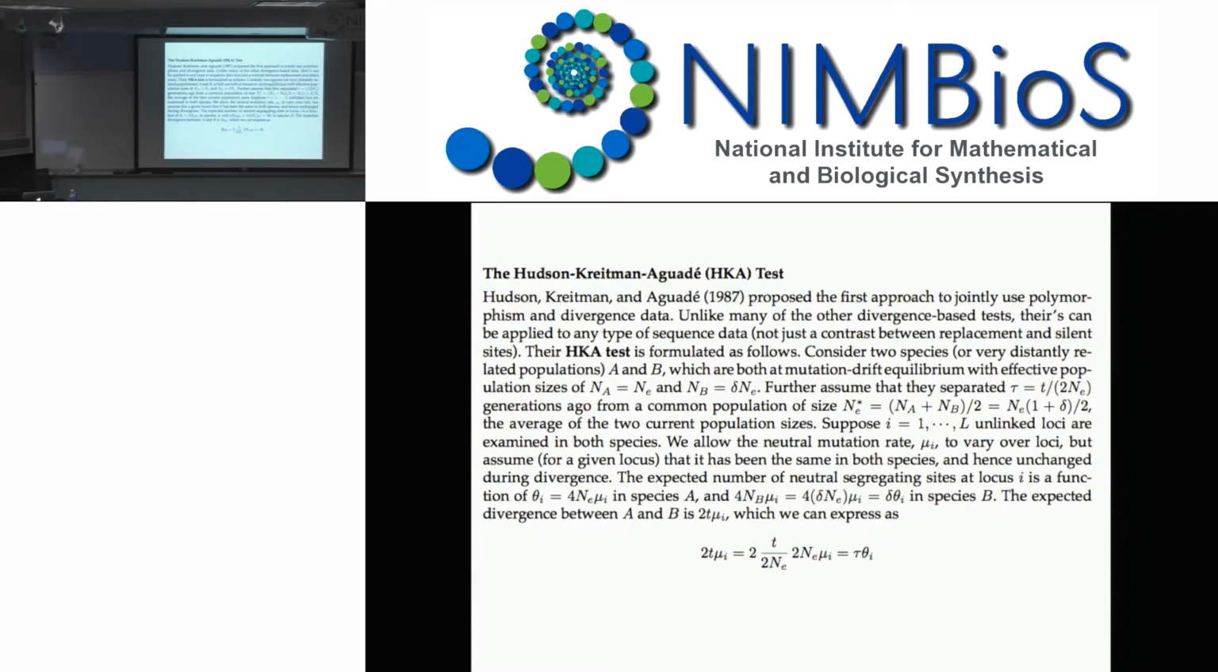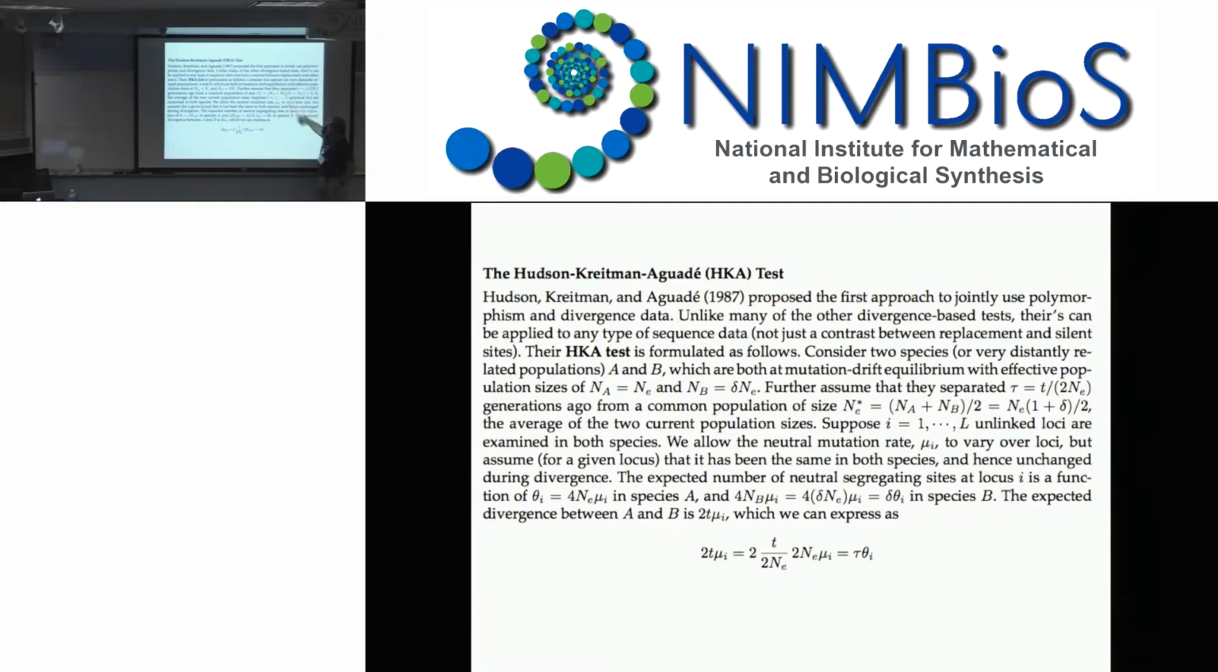So the basic idea behind HKA, it's a very simple model. You've got two populations. Population A has an effective population size. Population B has some unknown parameter delta. So it's either larger or smaller. So parameter number 1 is this fractional difference. If delta is 1, they're the same. Parameter number 2 is they've been separated by some amount of time from an assumed common population. So that's two parameters, constant over all genes: difference in effective population size, and time of divergence.